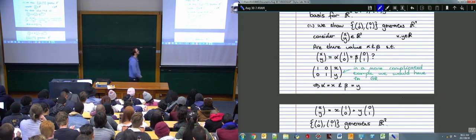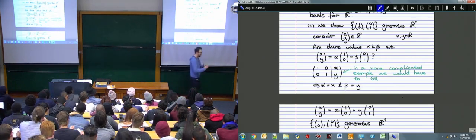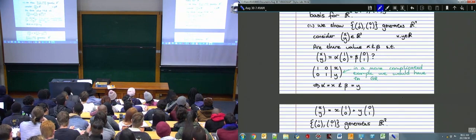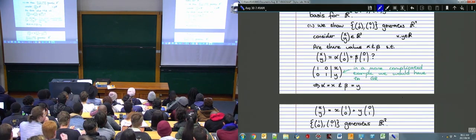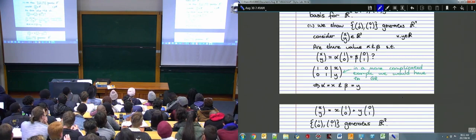So is everyone happy with what we've done here in this first part of the problem? We've shown that this set (1, 0), (0, 1) generates all of R2. Is everyone clear with this?